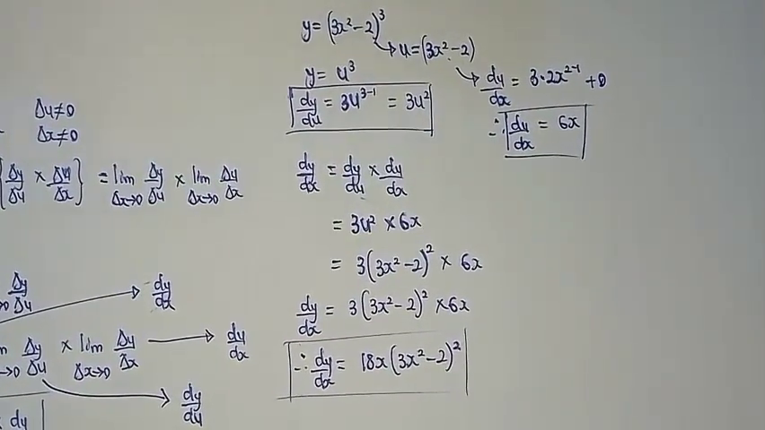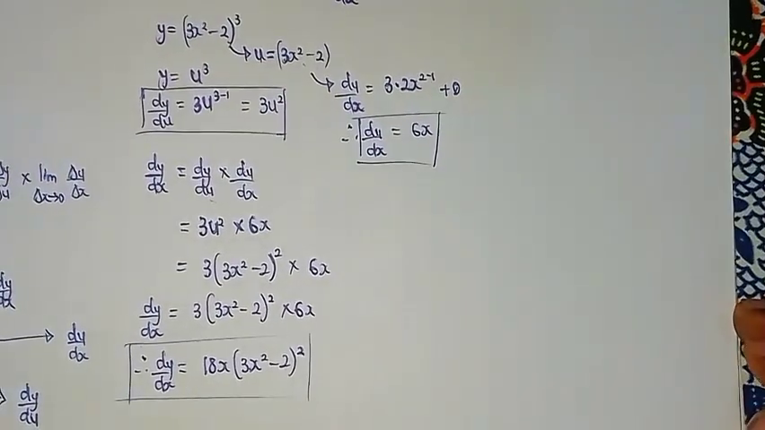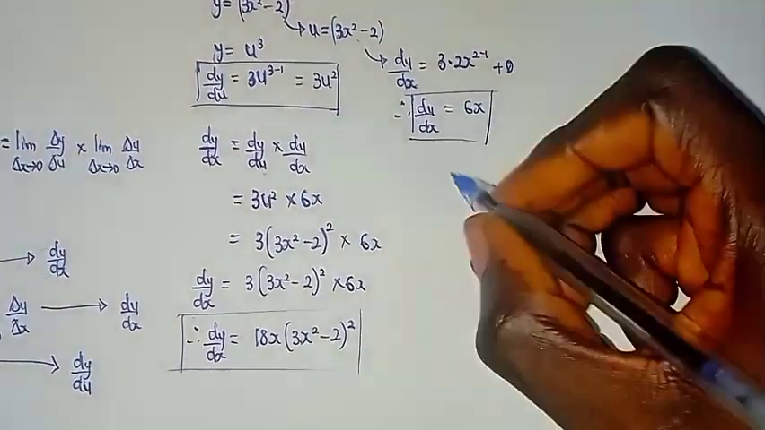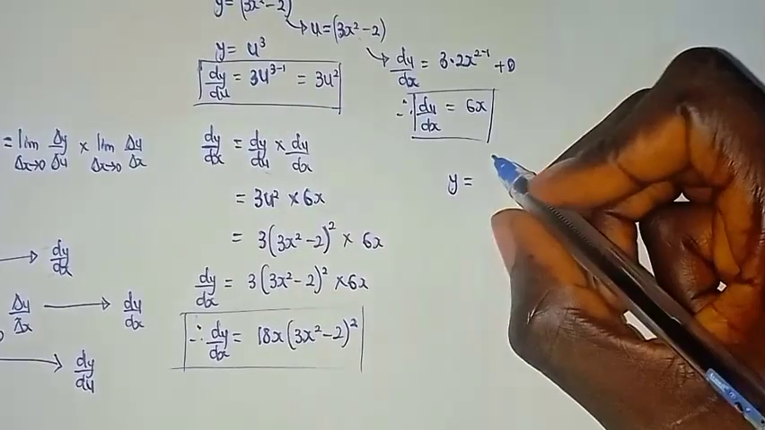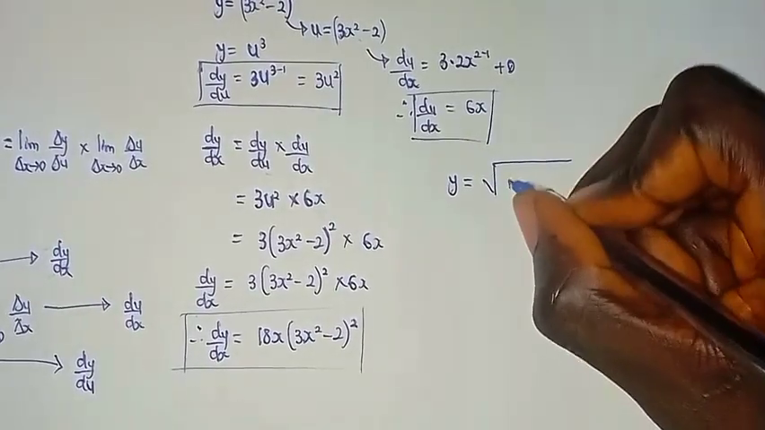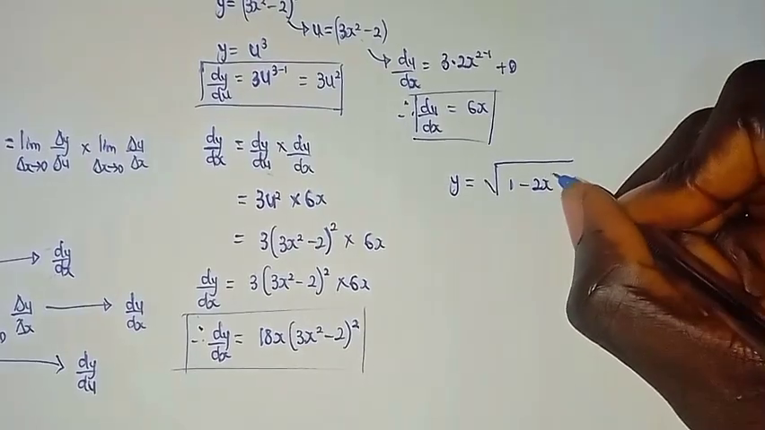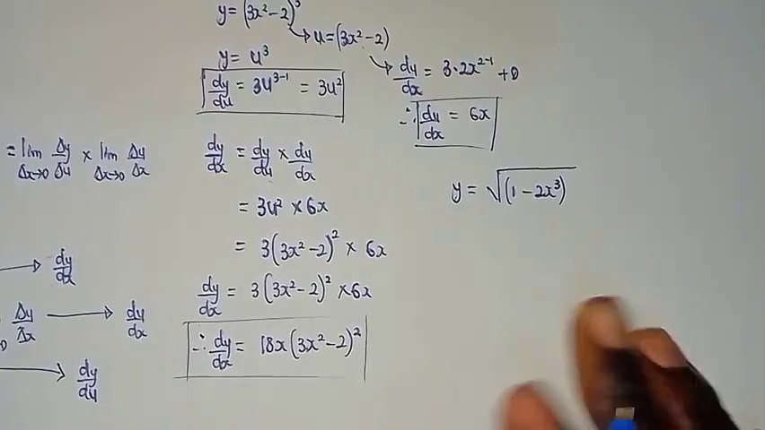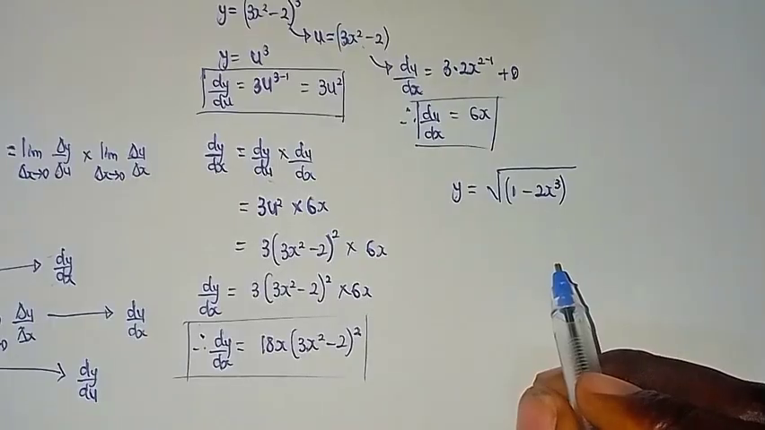Let's also look at another example, okay? So let's say we have another function or another equation as this, y equal to square root of 1 minus 2x cubed, right? So let's solve this. This is another typical example of a function of a function.